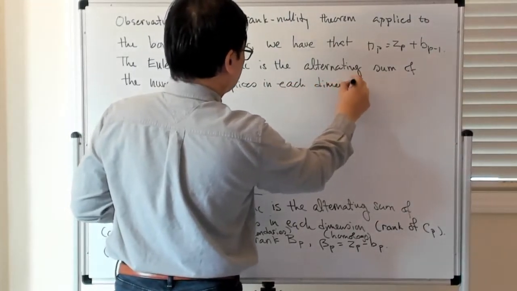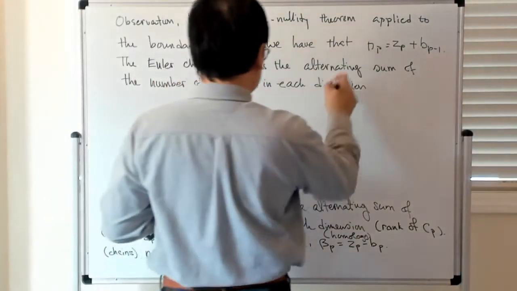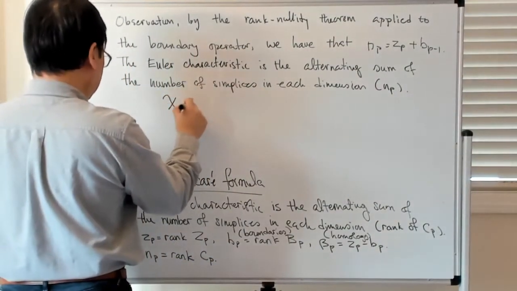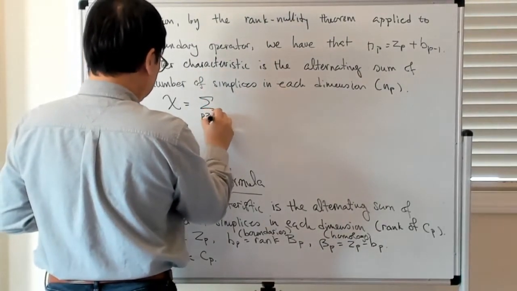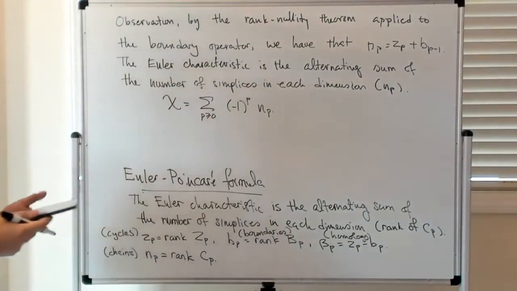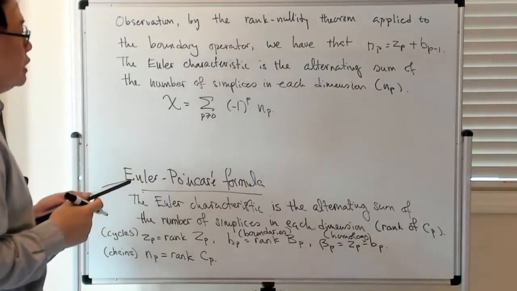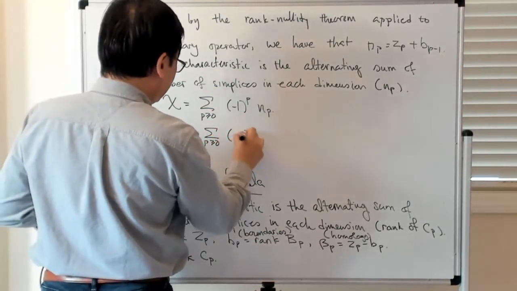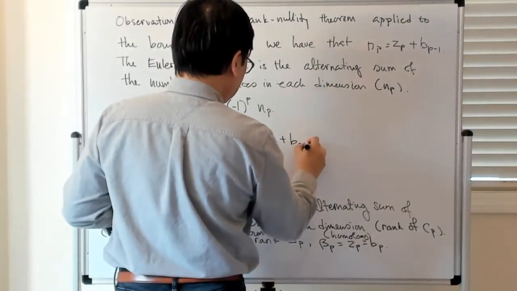This is really nothing more than what I'm calling NP, which is the rank of the chain group. So the Euler characteristic is equal to the sum from p greater than or equal to 0 of (-1)^p NP. That's sort of just a definition. Then we first use this relationship that NP is ZP plus BP minus 1. This is equal to the sum from p greater than or equal to 0 of (-1)^p of ZP plus BP minus 1.